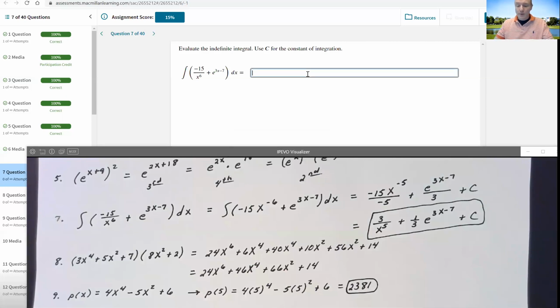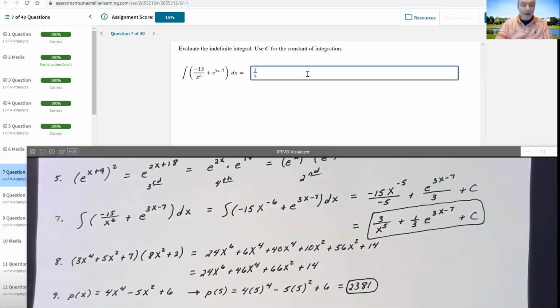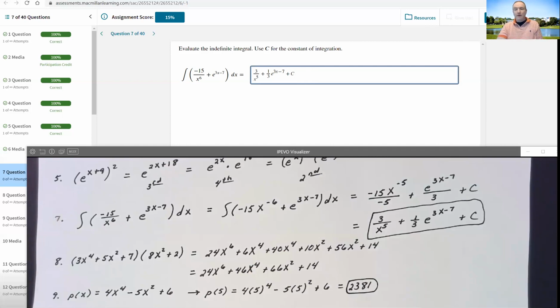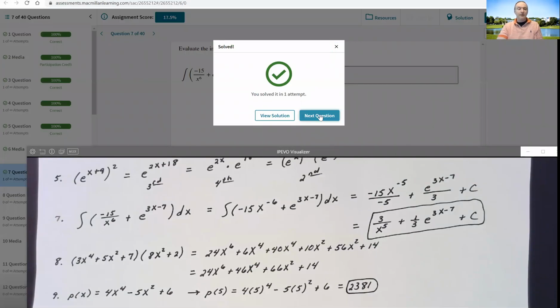Now, I'll go up here and say I have 3 over x, and then that x is raised to the 5th power. And then we're adding that to 1/3, and that 1/3 is multiplying the exponential function base e, which is raised to the 3x minus 7 power. And then we can say plus our constant of integration, plus capital C. That should be correct, and you can see it is.